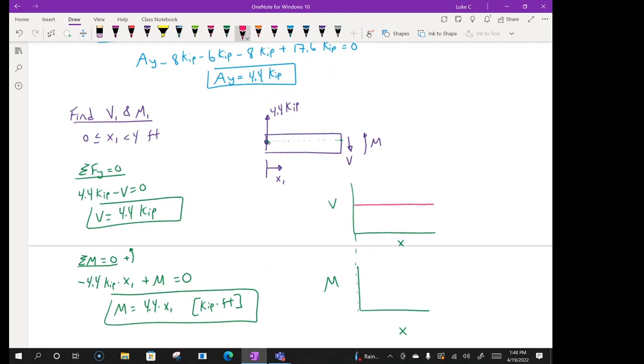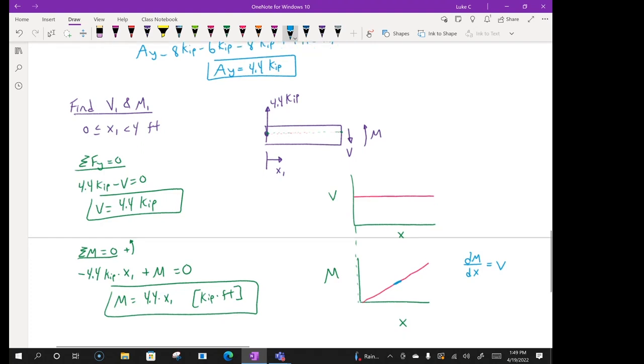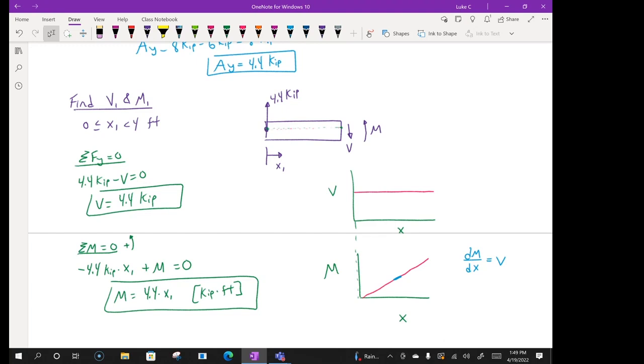And then the moment is created along this whole thing. So we can find what the moment is at any point when we define X1, which is linear. So this goes up, right? Can someone tell me what the slope of that line is? Is it 4.4? Yes, it's V. If you take the derivative of the moment with respect to x, it's V. So if you look here, V versus x is horizontal. When you have that, it goes to a linear line. Okay, so remember that.